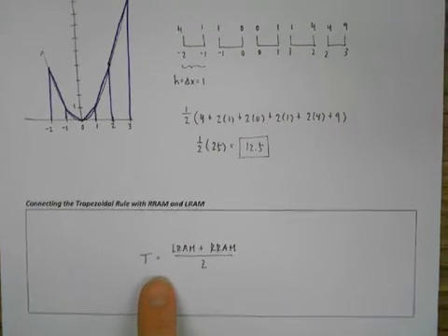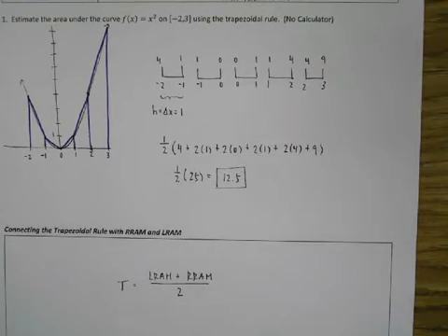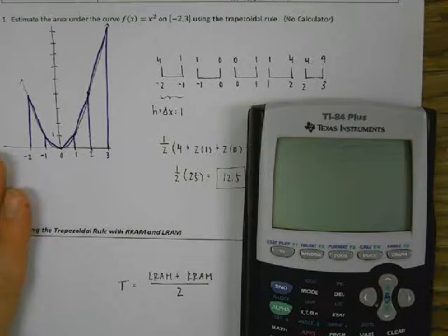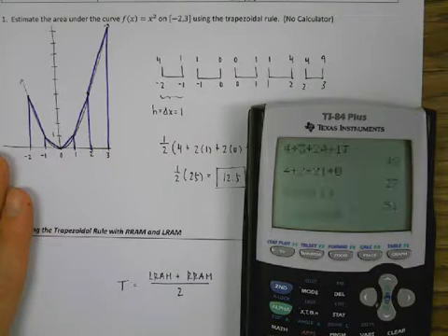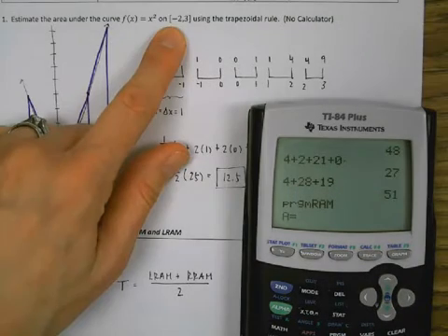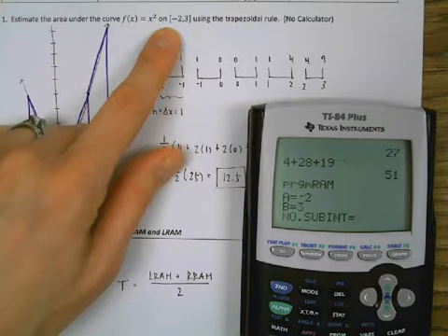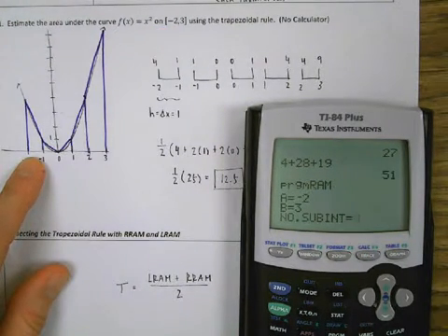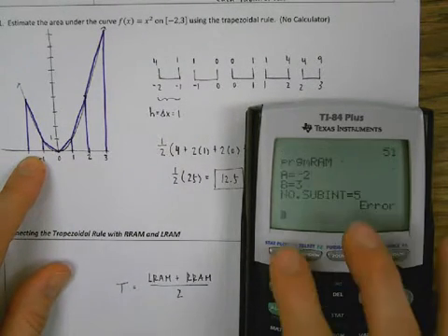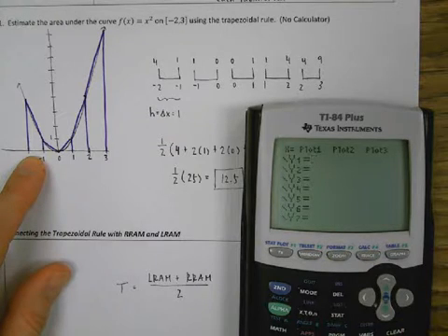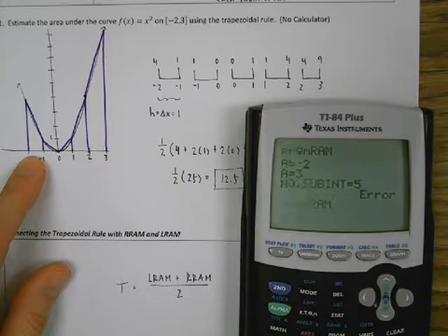So we expect our trapezoidal approximation should be the average of LRAM and RRAM. Let's use this function x squared. I'm going to go to my RAM program. Our interval was -2 to 3, so my A is -2, my B is 3. We used 5 subintervals, so I'm going to put that in. Oops, I don't think I put my y equals. Sorry about that. Y equals x squared. Now we can run our program.